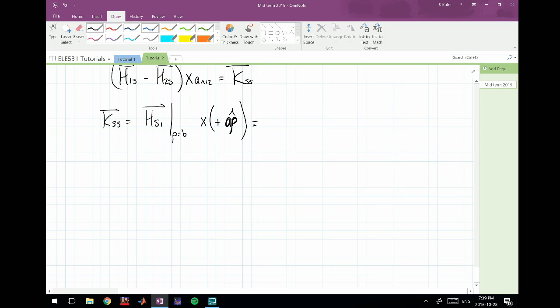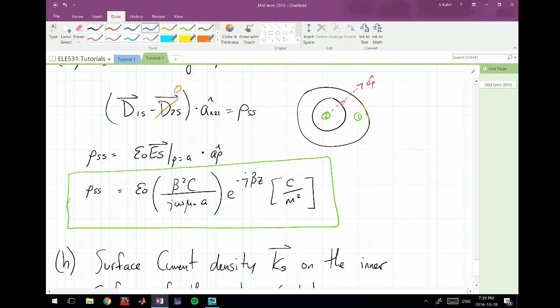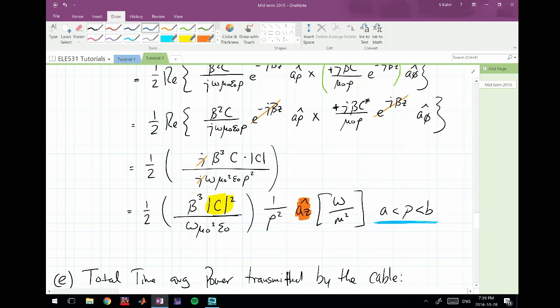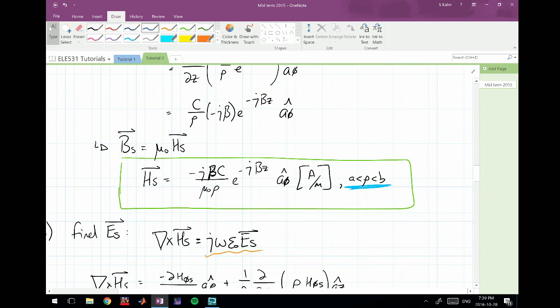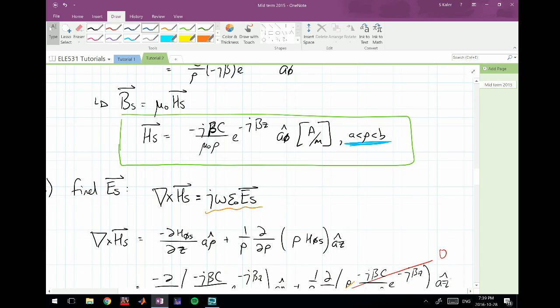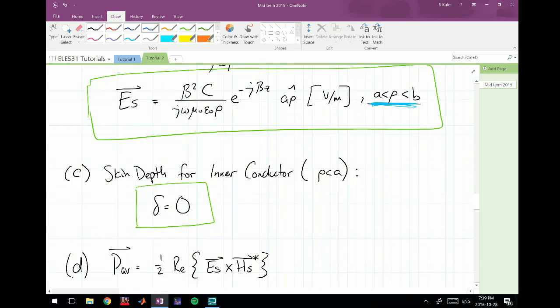So what we end up getting is HS1. Which direction do we have? HS is in A rho? So if HS is in A rho, then he takes the cross product of positive A rho. How does he get AZ? I don't know. Let's just see what we have up here. I just want to make sure. HS is in A phi, but he's written A rho. There's a typo in his solution. It should be A phi cross A rho. It should give you AZ.